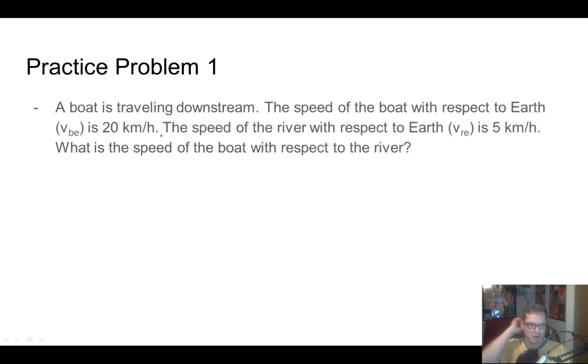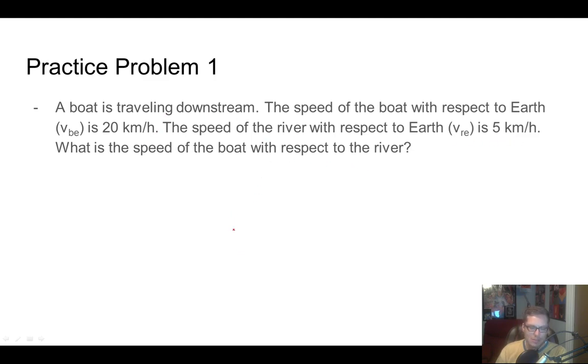So, first practice problem here. You've got a boat traveling downstream. The speed of the boat with respect to the Earth, or VBE, is 20 kilometers per hour. The speed of the river with respect to the Earth is 5 kilometers per hour. What is the speed of the boat with respect to the river?